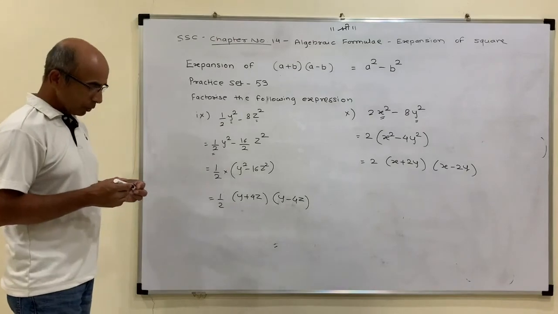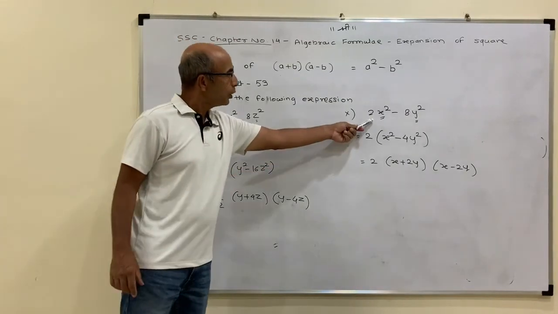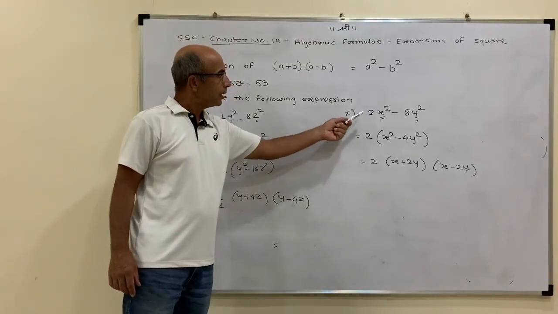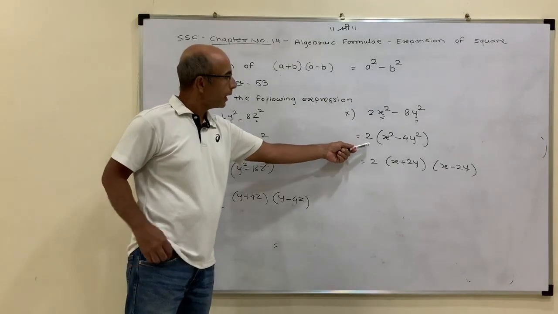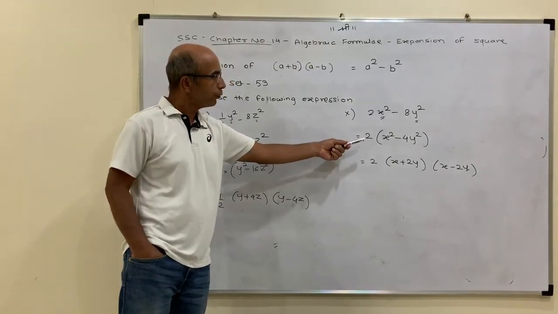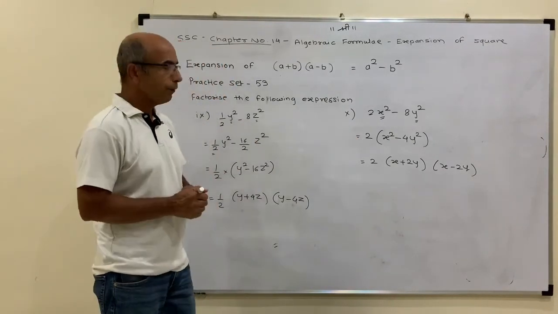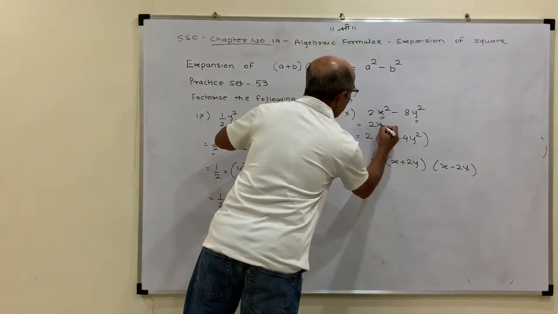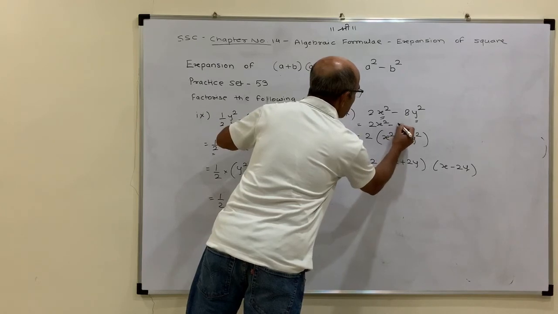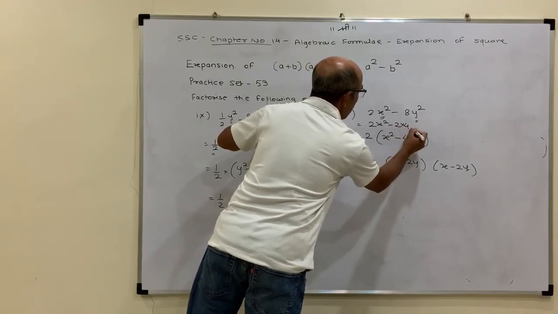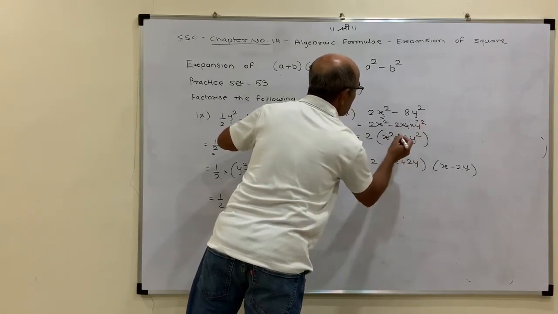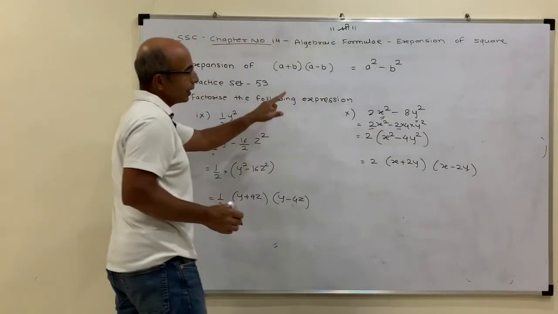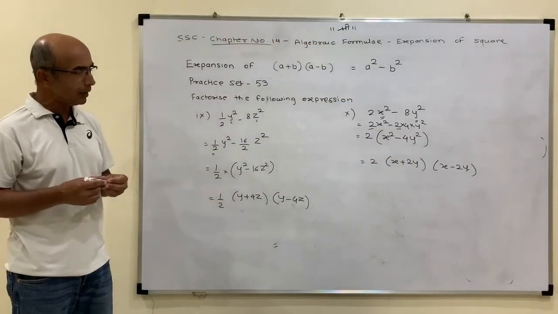You understood? So what I have done here is I have taken 2 common. Inside the bracket what is left is x square minus 4y square. If you say I have not done one step, it is 2x square minus 2 into 4 into y square. So now here you see 2 is common and inside, 4y square is left.